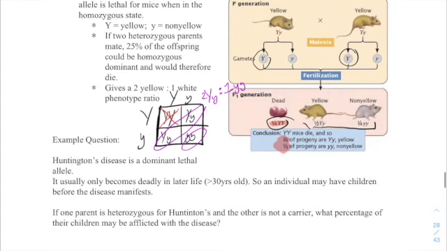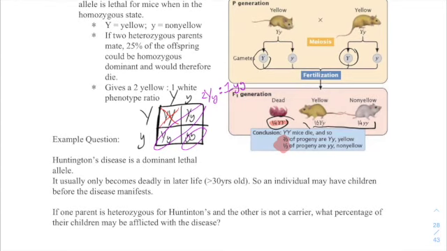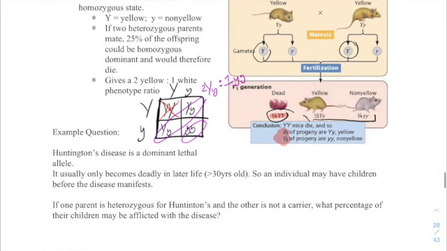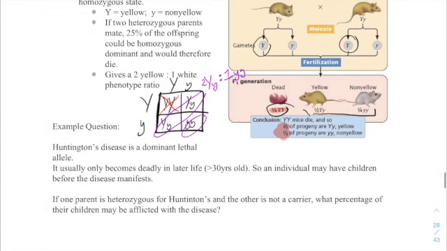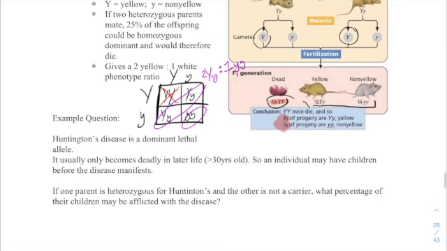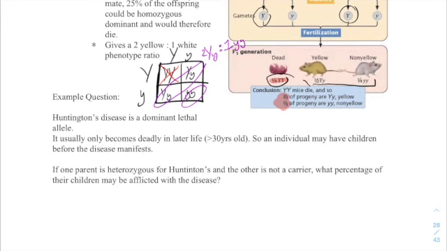Similarly, Huntington's disease is a dominant lethal allele, but it usually only becomes deadly in later life. So an individual may have children before the disease manifests. So it's a fringe case of lethal genes, because it doesn't actually affect the phenotype ratio. But it does affect the individual, and their chance of living a full life is reduced if they are born with Huntington's. I believe it only takes effect in the late 30s. So it can be a very sad case of an early death.